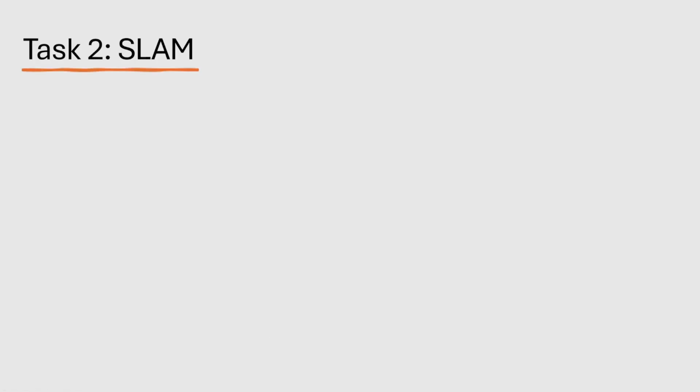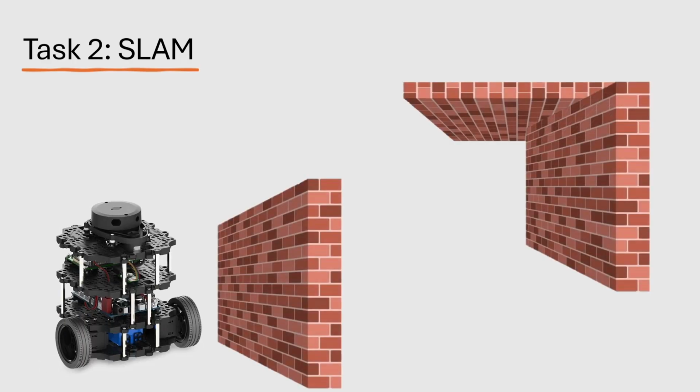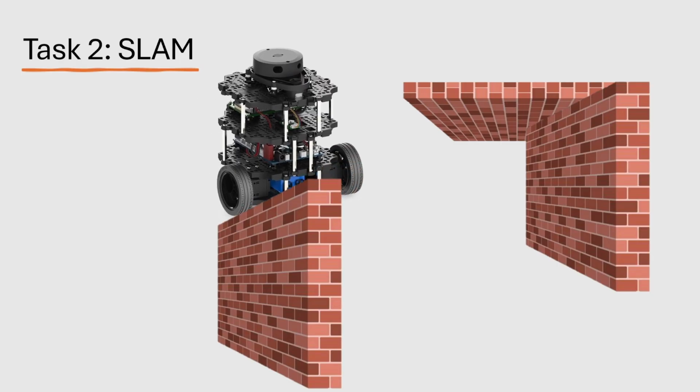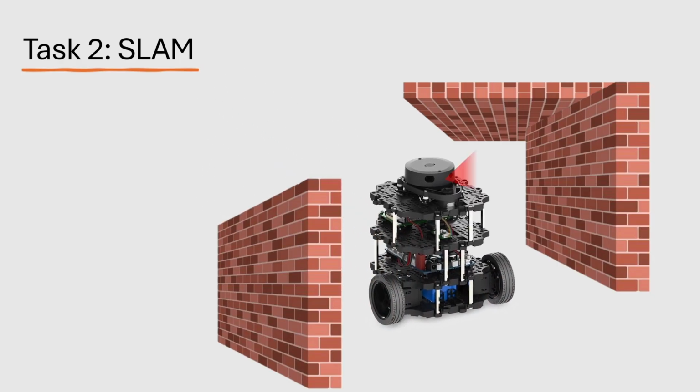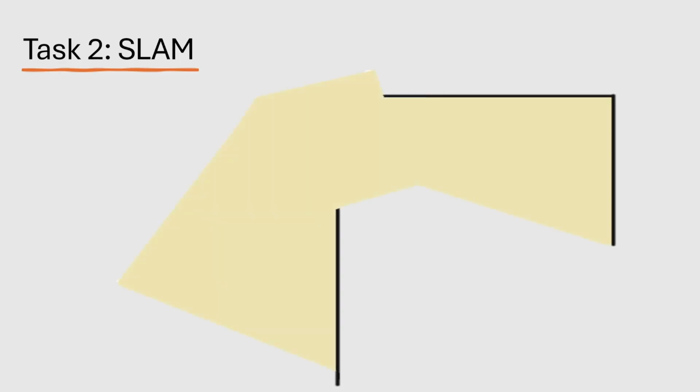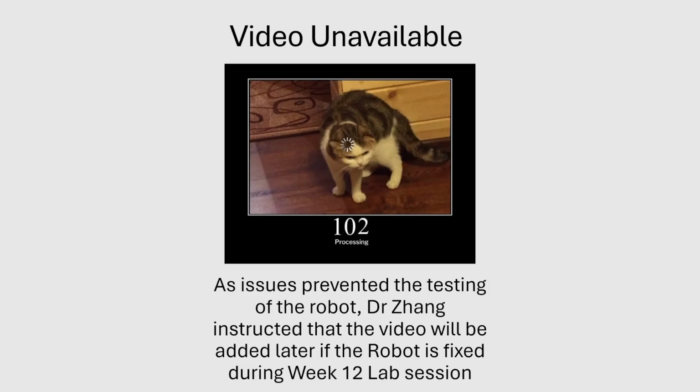Task 2 expands this simulation by incorporating SLAM, which stands for Simultaneous Localization and Mapping. The challenge here is that a robot operating in an unknown environment must build a map of its surroundings while continuously estimating its own position on that map. In this task, we run a SLAM package, specifically G-mapping, which uses the onboard LiDAR sensor and odometry data to generate a two-dimensional occupancy grid.